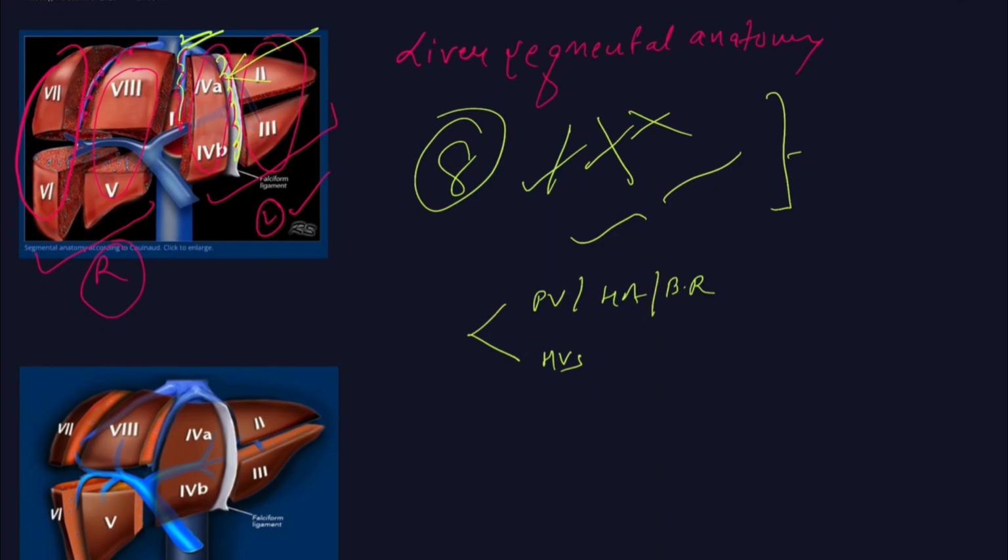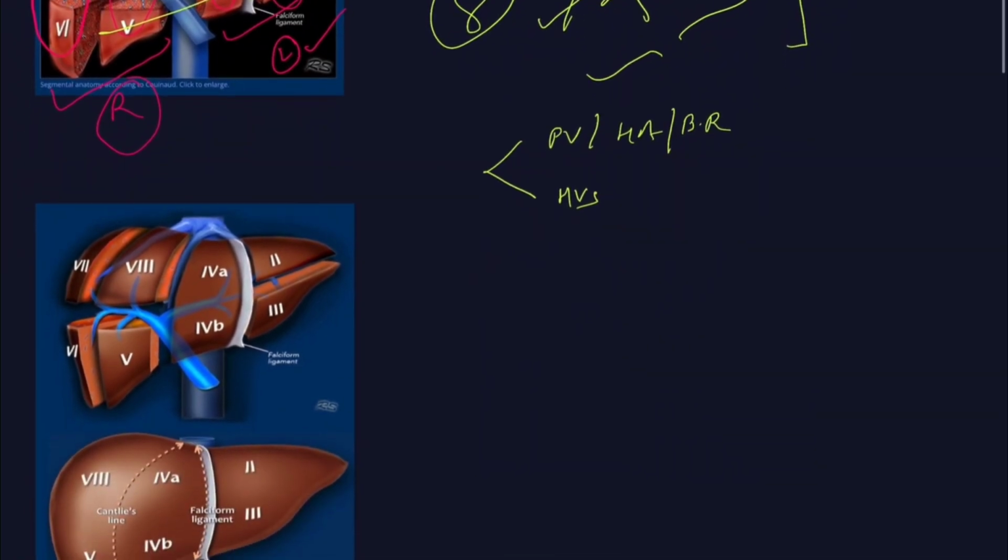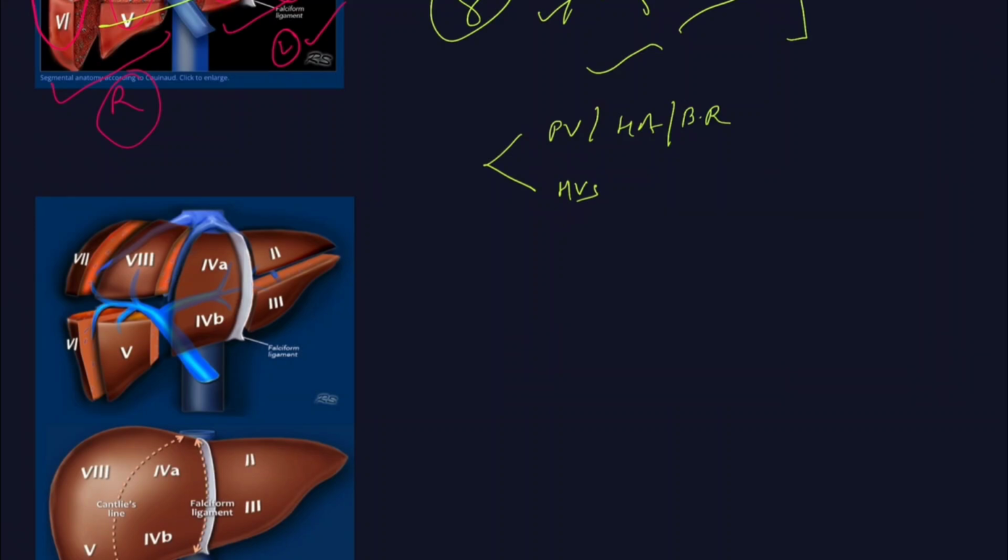Next is the horizontal division. This upper and lower division is by the left and the right portal veins, okay. So left portal vein divides the left lobe into the superior segments and the inferior segments, and the right portal vein divides the right lobe into the superior segments and the inferior segments. This right portal vein is at a level lower than the left portal vein, okay.